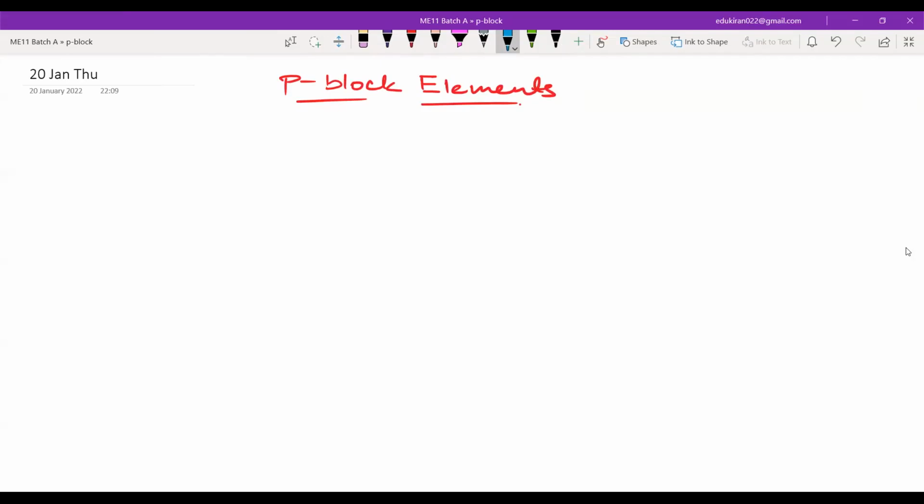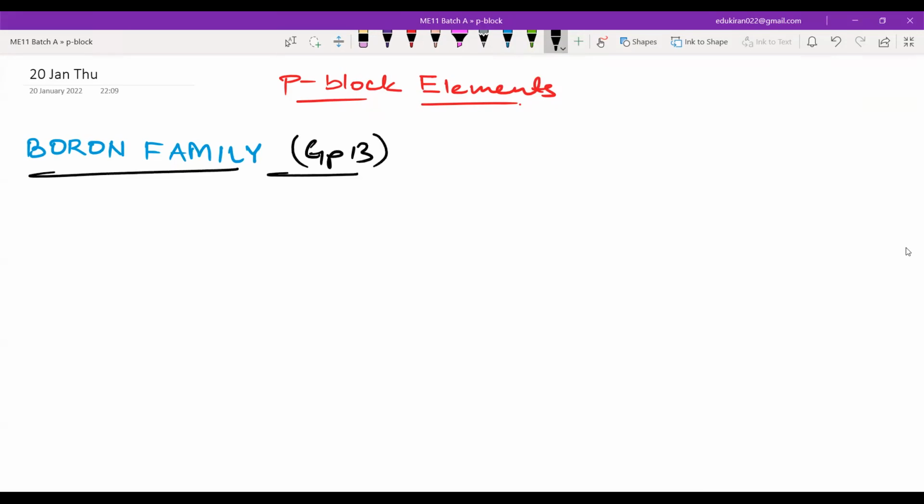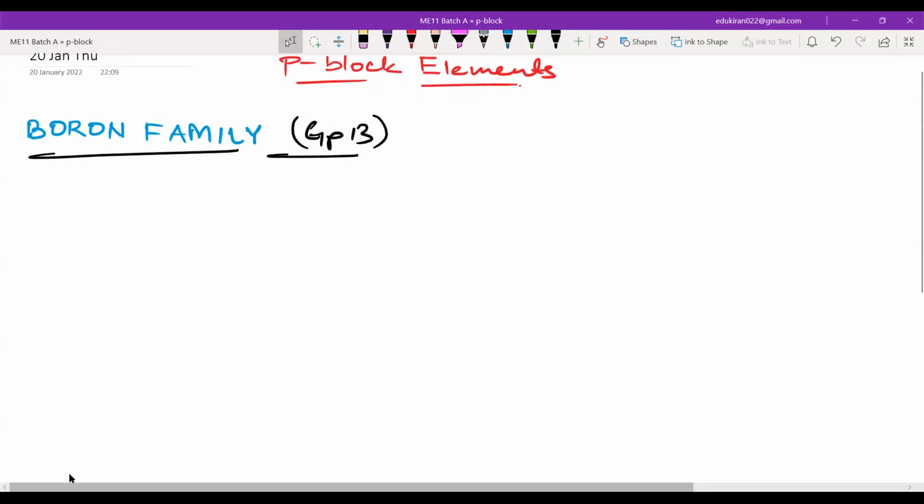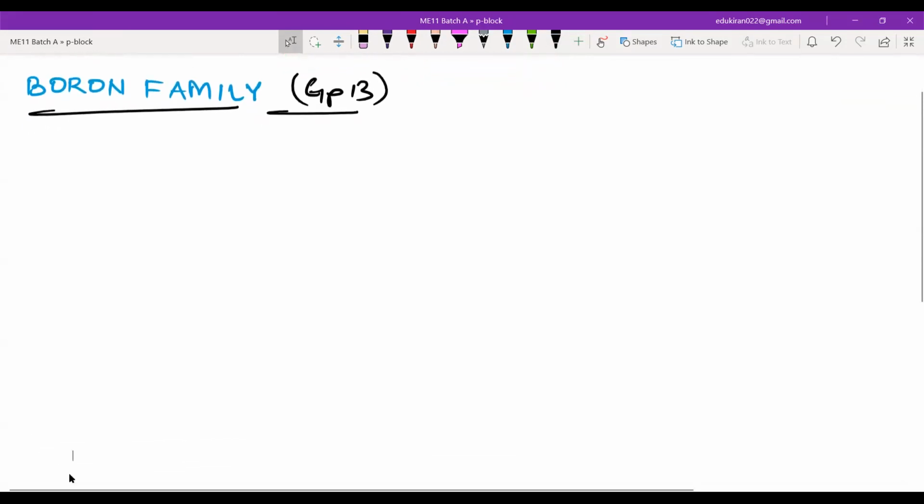And this, the first is the boron family. Okay. Now, the boron family is group 13. So what are the elements in the boron family? Do you guys remember? Yes, tell me.